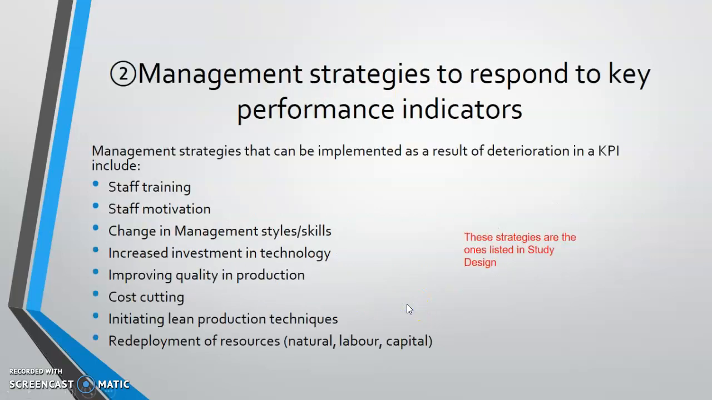So now management strategies to respond to key performance indicators. So once you analyze your KPIs, then it is your responsibility to respond to them as well, depending upon where your KPIs are not working well. Now there are some strategies. There are many more that you can use, but the ones that are here are the ones from your study design. So if you choose to write an answer, you should be using these strategies only. Now we are going to go through all of them individually. This is just a list of how many there are. I think 8 strategies. 3, 4, 5, 6, yep, 8 strategies. Let's go and see them in a little bit more detail.